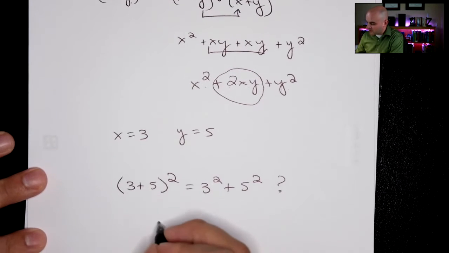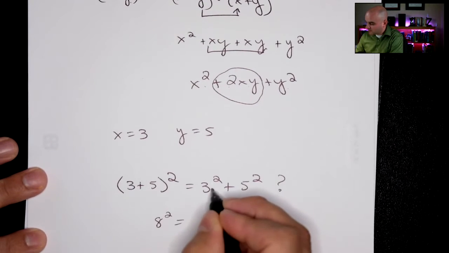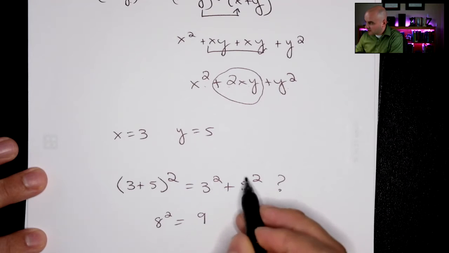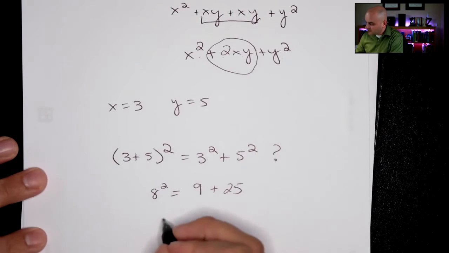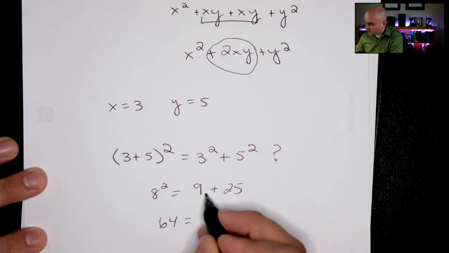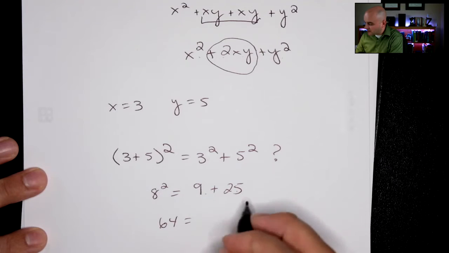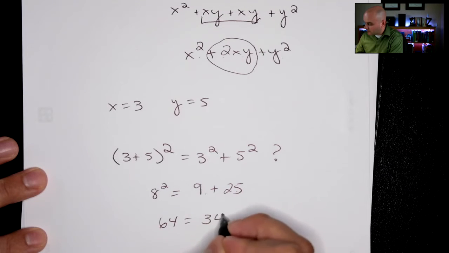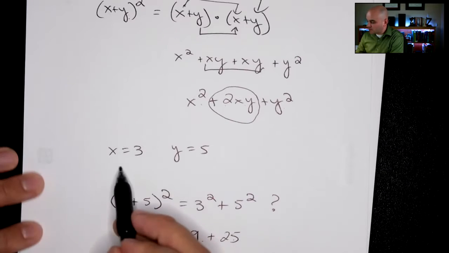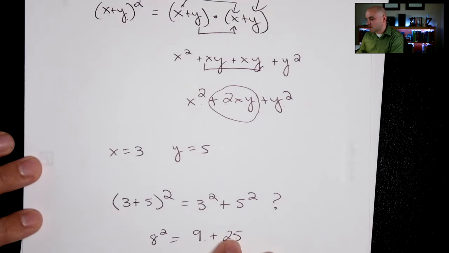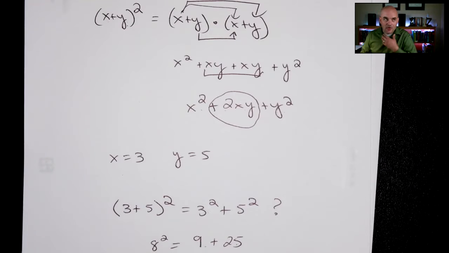Well, 3 plus 5 is 8. 3 squared right here is 9. And 5 squared is 25. 8 squared is 64. And 9 plus 25 is 34. These do not equal. So that's just one counterexample to show that x plus y quantity squared does not equal x squared plus y squared.